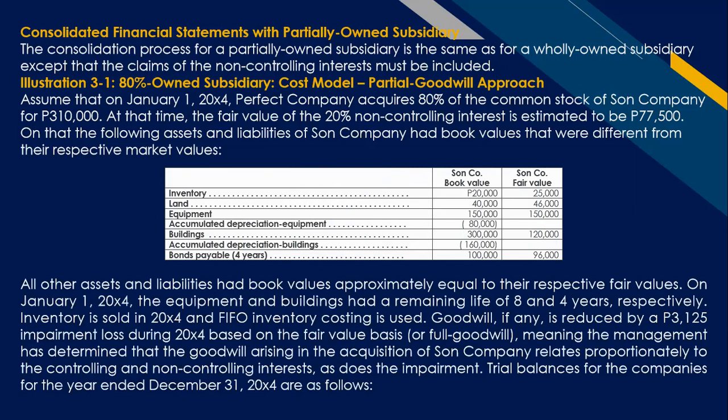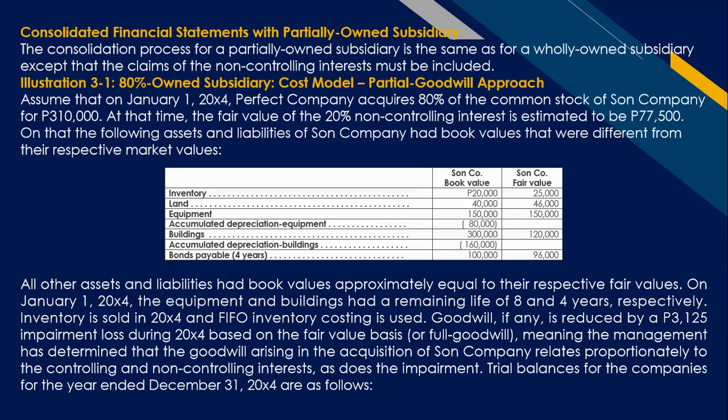All other assets and liabilities had book values approximately equal to their respective fair values. On January 1, 20x4, the equipment and buildings had remaining lives of 8 and 4 years, respectively. And the inventory is sold in 20x4, following the inventory costing method.